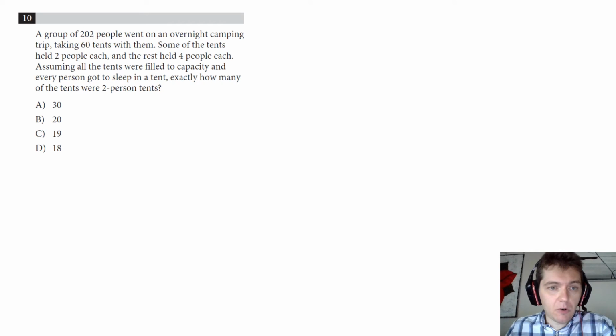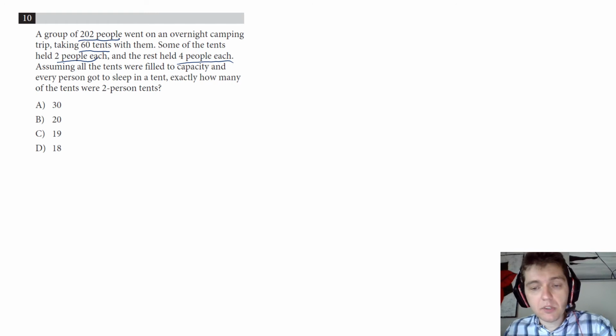Problem number 10. A group of 202 people went on an overnight camping trip taking 60 tents with them. Some of the tents held 2 people each, the rest held 4 people each. Assuming the tents were filled to capacity and every person got to sleep in a tent, how many of the tents were 2-person tents? At any time in the SAT you see something like this where they're giving you quantities of 2 different things, in this case people and tents, what they're asking you to do is set up a system of equations and solve for some variable in that system of equations. In this case, one equation will be people and one equation will be tents.